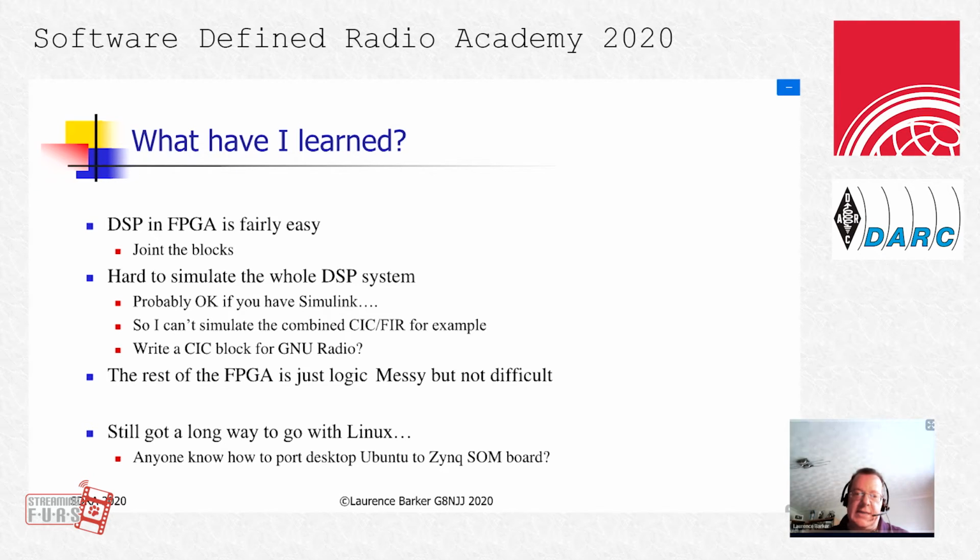You need some other things in the FPGA. You've got to interface to the PC. You've got to provide various strobe signals. You might have to connect an audio codec and need a CW gear. Break it into chunks, take on one at a time, and you'll get there. I've still got a long way to go with the Linux side of it. So if anybody knows how to port desktop Ubuntu into one of those Zynq system on chip modules, please talk to me, because I don't know how to do that yet.